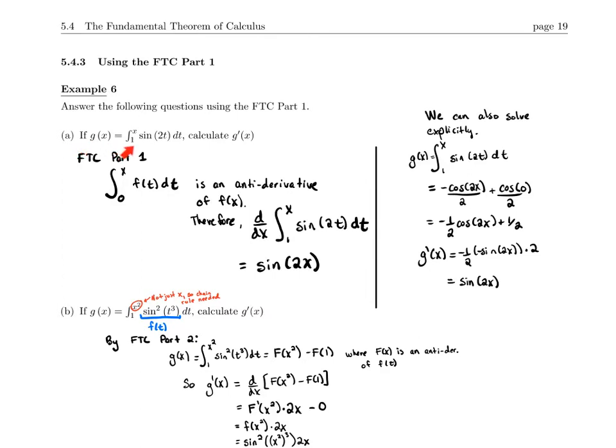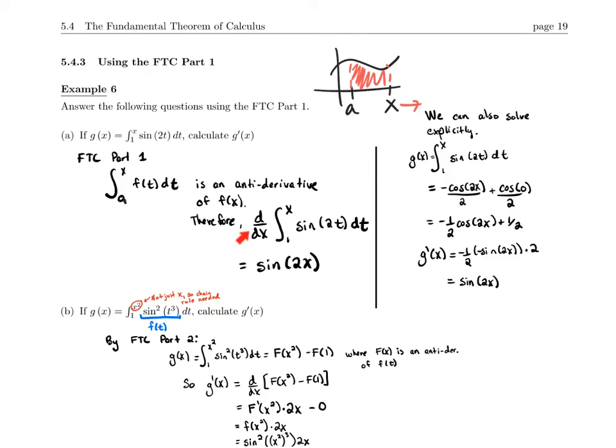So the first one: if g of x is the integral from 1 to x of sine of 2t dt, calculate g prime of x. The thing that we need to remember is that the fundamental theorem of calculus part 1 says that this area so far function, and actually this should be an integral from a to x, if I do the integral from any constant value a to a variable x of some f of t dt, that is talking about starting at a and then having x vary. That would be our area under the function, and that function is an antiderivative of the integrand.